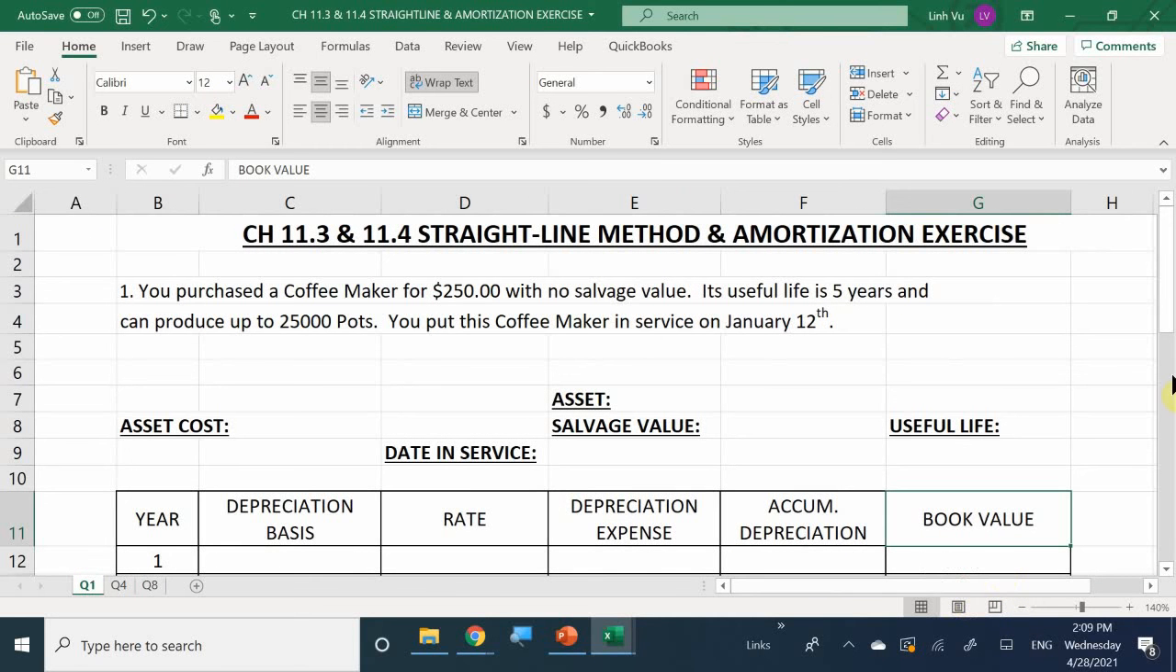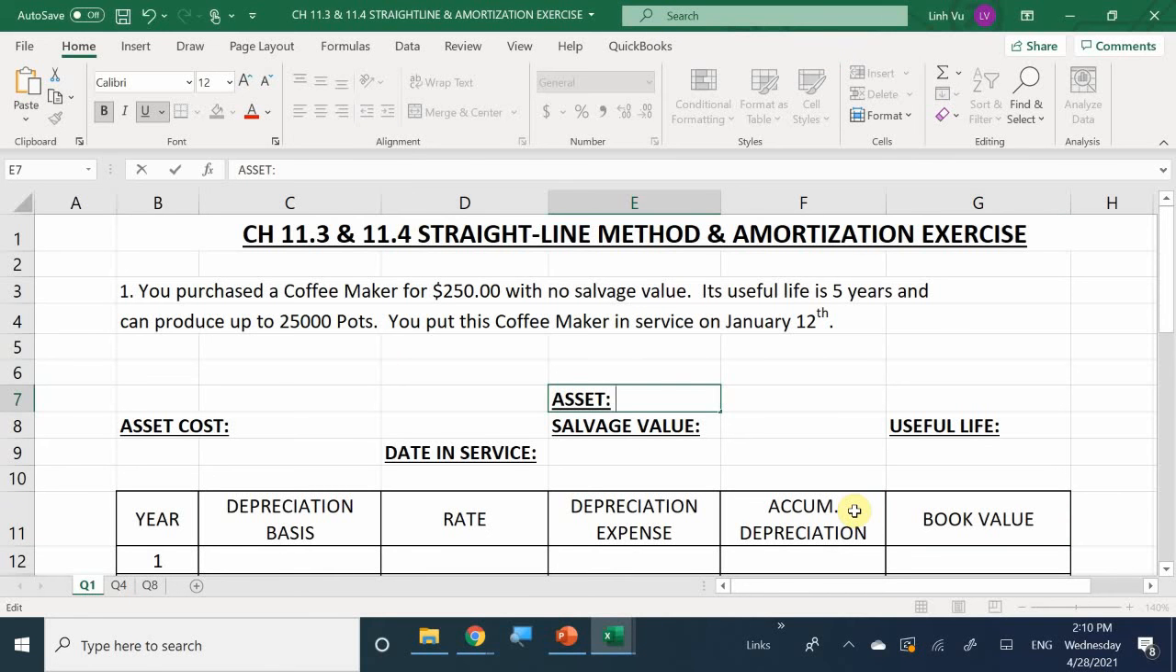Okay. So question number 1 says that you purchase a coffee maker for $250 with no salvage value, okay? Its useful life is 5 years, okay? And it could produce up to 25,000 pots, okay? So it's a good coffee maker. And then you decided that you wanted to place this coffee maker into service as of January 12th. So, assuming that you are depreciating for the year as of December 31st, okay, let's go ahead and fill out our table. What did we buy?